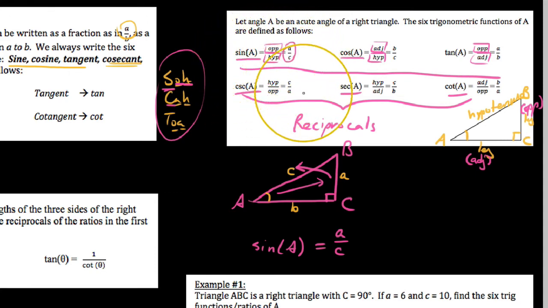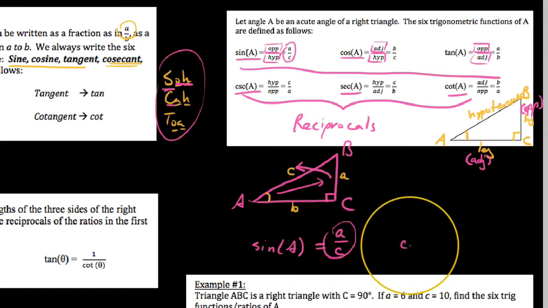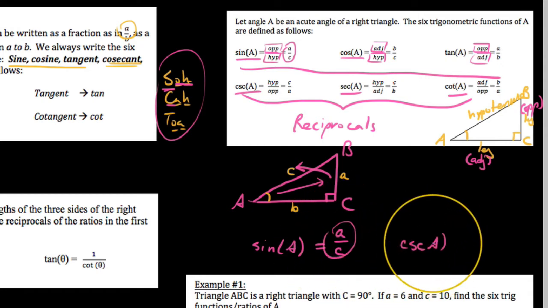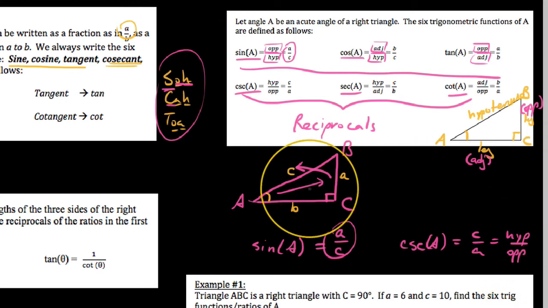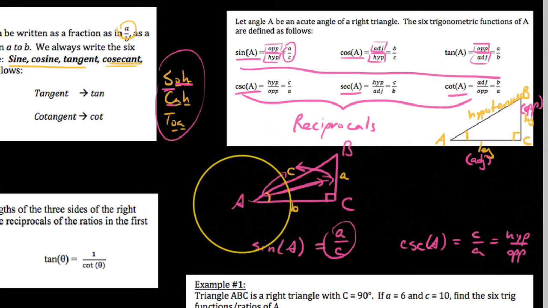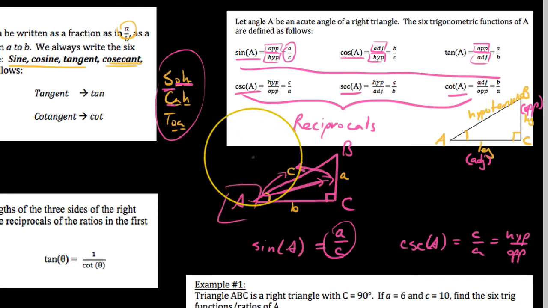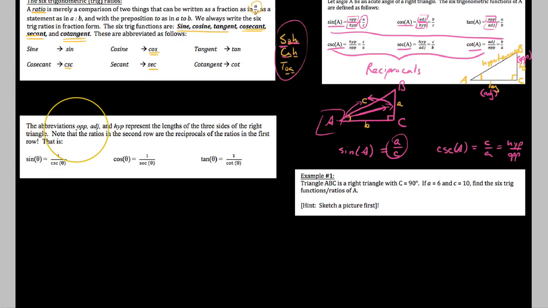Let's say we already knew that equaled a over c. Well, then to find the cosecant of A, what we would do is we would just reciprocate this and call this c over a, which in reality this is the hypotenuse over the opposite side. When you look at our triangle here, this would be our hypotenuse over the opposite to our angle A here. Okay. So essentially, we'll find the original three using SOHCAHTOA and then use those to reciprocate and find the other three.